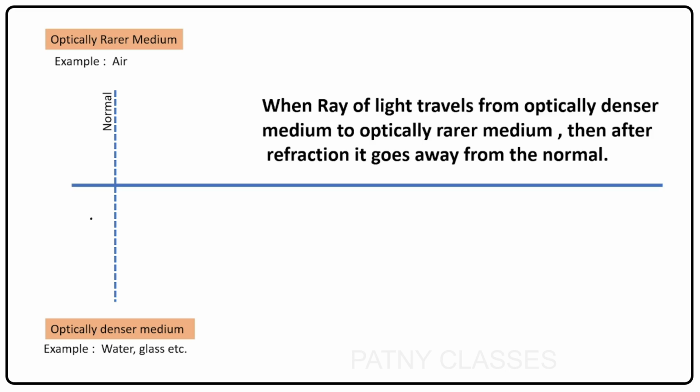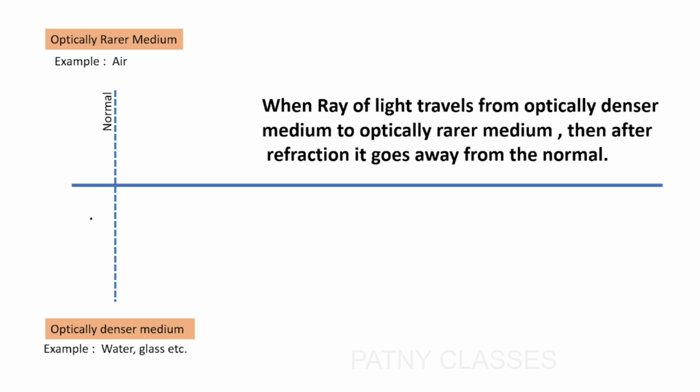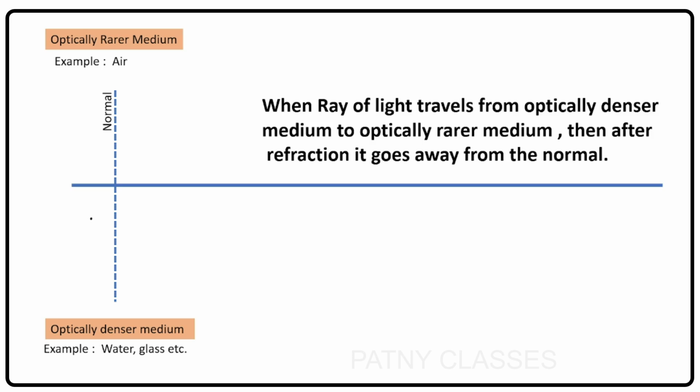When a ray of light travels from optically denser medium to optically rarer medium, then after refraction, it goes away from the normal. Let us understand this with the help of this diagram. It is incident ray of light and it is refracted ray of light. I1 be the angle of incidence and R1 be the angle of refraction. R1 is greater than I1.